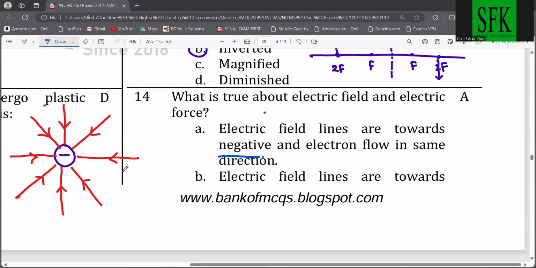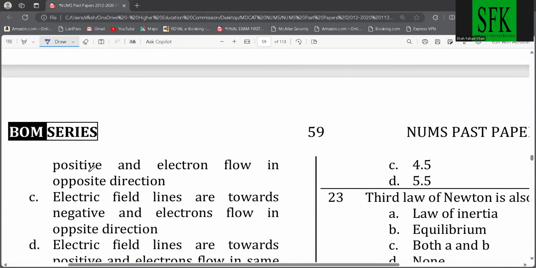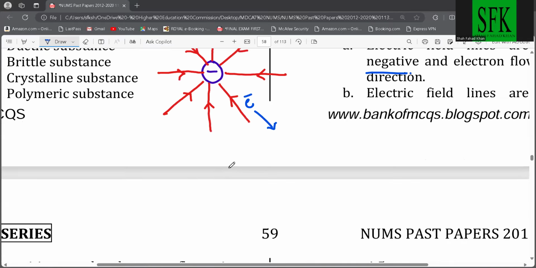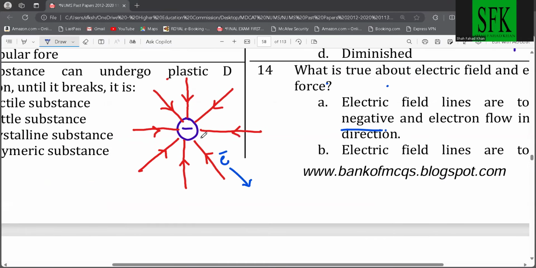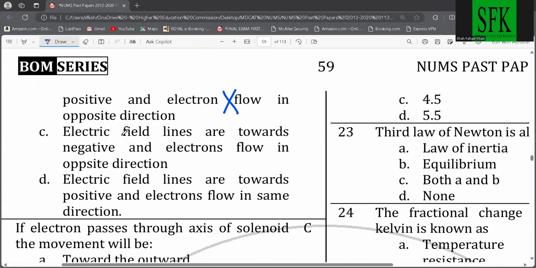Electric field lines are towards negative. Electrons flow in the same direction? Well, if you place an electron, it's not going to flow inwards, it's going to move in the opposite direction. Electric field lines are towards the positive and electrons flow in the opposite direction. So they are not towards positive, they're away from positive. That's option B is wrong.